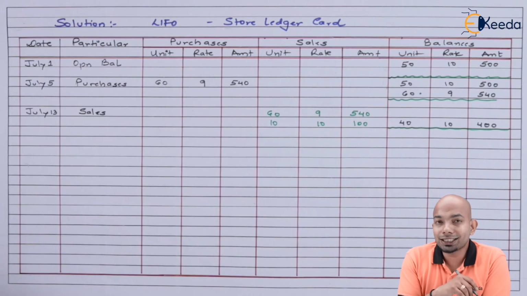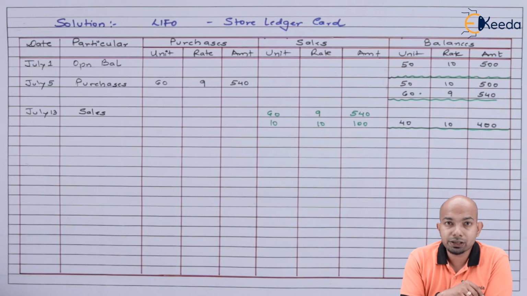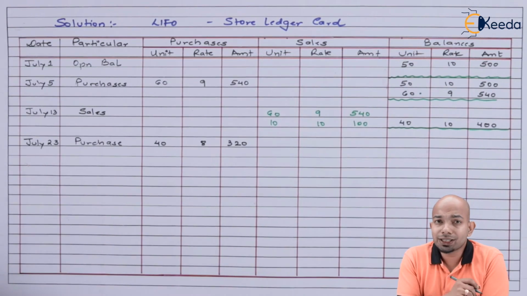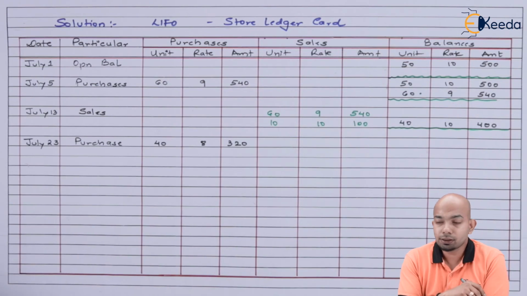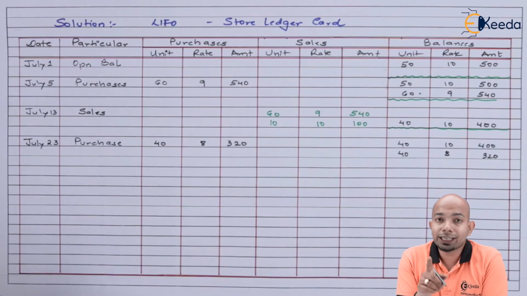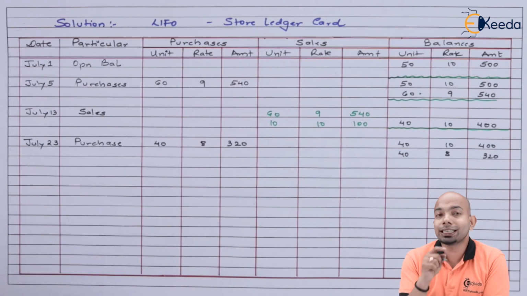Now the next transaction that we have to record here is the July 23 purchase transaction. 40 units have been purchased at the rate of 8 per unit, the amount is 320, and that will be moved to the balances. So the balance as of that date is 40 at the rate of 10 and 40 at the rate of 8. 8 is the newer one, 10 is the oldest one.